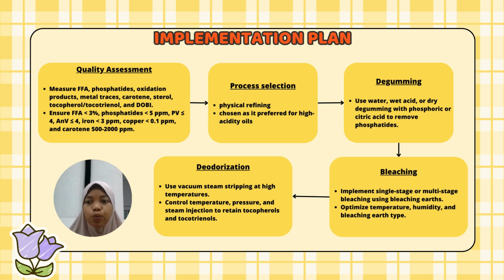In this process, we use vacuum steam stripping at high temperature to remove the volatile and odoriferous substances, while retaining the tocopherols and tocotrienols. So in this process, we have to control the temperature, the pressure, and steam injection to retain the tocopherols and tocotrienols in the cooking oil.